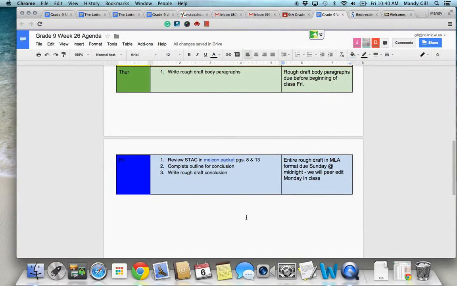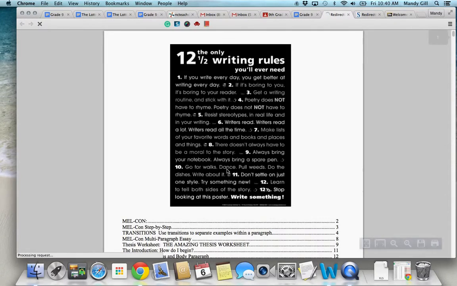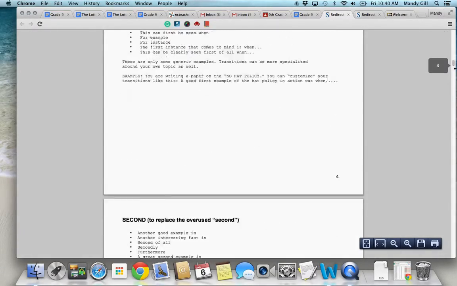Today we're going to talk about writing our conclusion, the last part of our essay. So we're on our 5th paragraph called the conclusion, and I'm going to guide you to go to the melcon packet because that has pretty much everything we need to know in there. And we're going to pay special attention to pages 8 and 13. So I'm on the agenda. I'm going to click on the melcon packet, and I'm just going to scroll down to page 8.